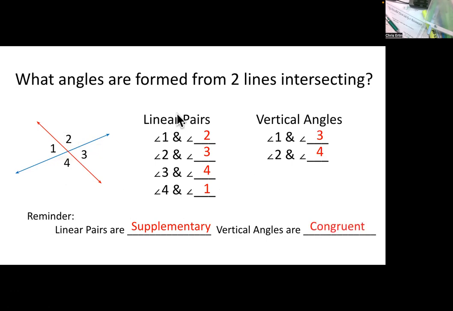Excellent. If your knowledge about linear pairs and vertical angles doesn't allow you to pick out pairs like this, and your knowledge about linear pairs doesn't say that they're automatically supplementary, your knowledge about vertical angles doesn't say they're automatically congruent, this is knowledge you need to memorize. This is important in this unit. This goes on flashcards.